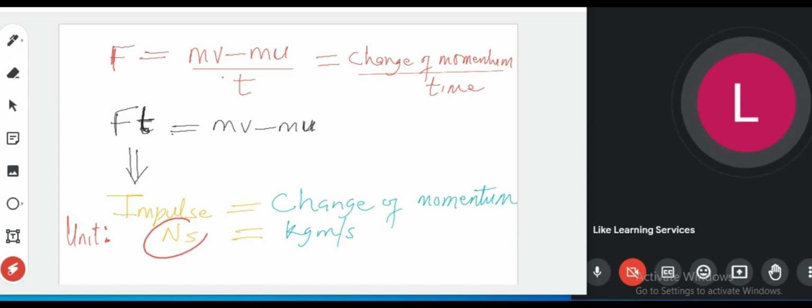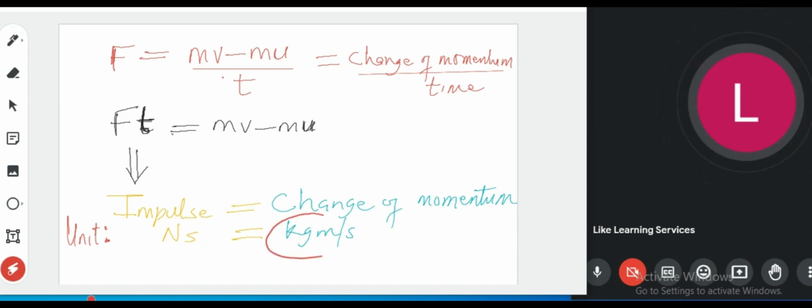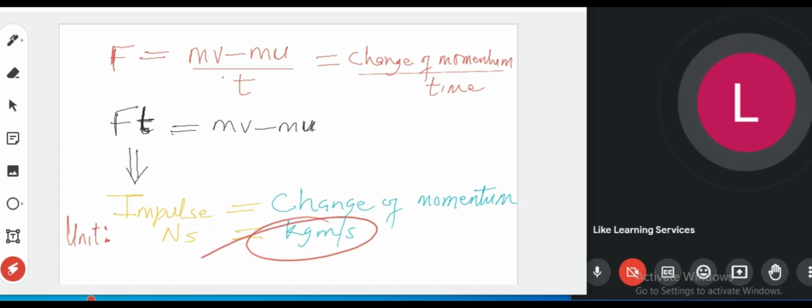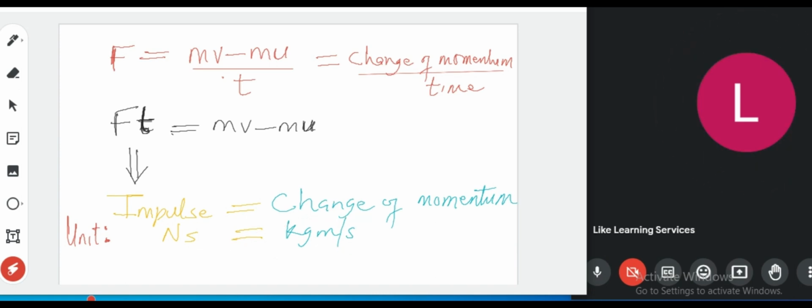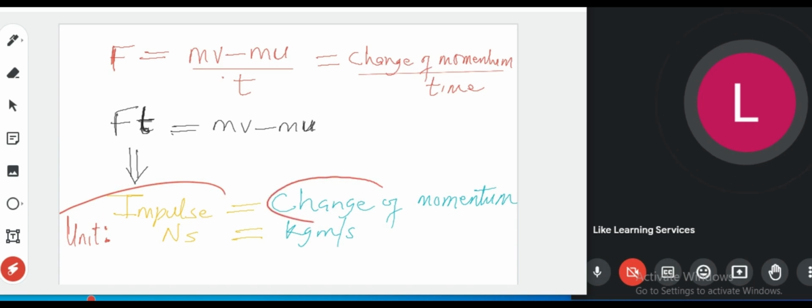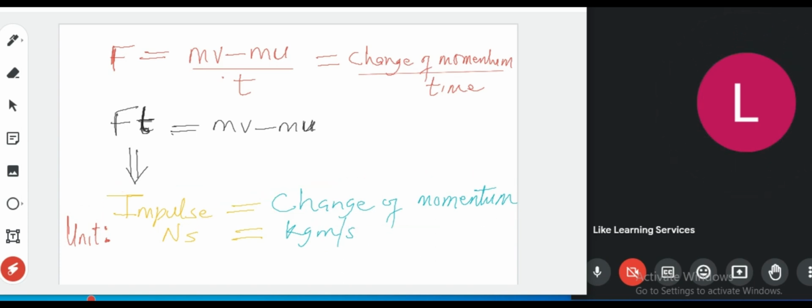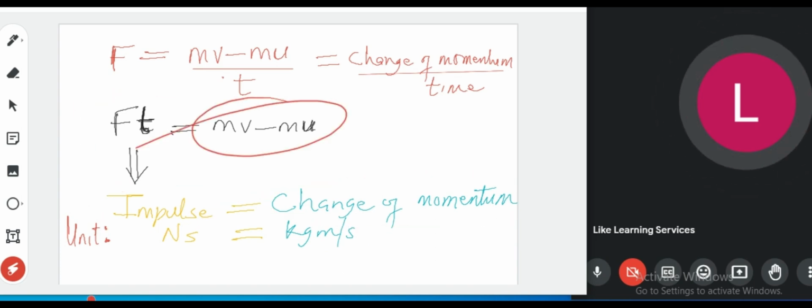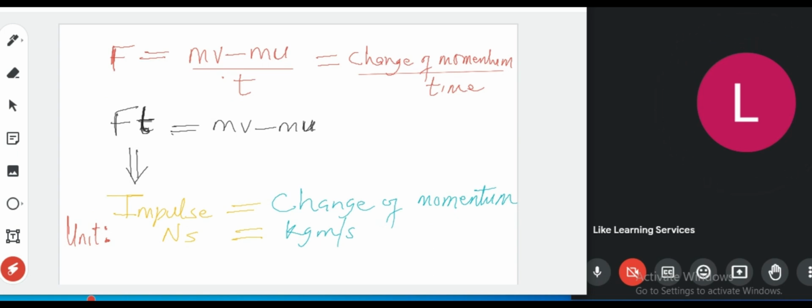Now that means Newton second is homogeneously the same as kilogram meter per second. We can prove that when we reduce them to their base SI units. Newton second and kilogram meter per second are homogeneously the same, because impulse is the same as change of momentum. Remember, impulse Ft is mv minus mu.